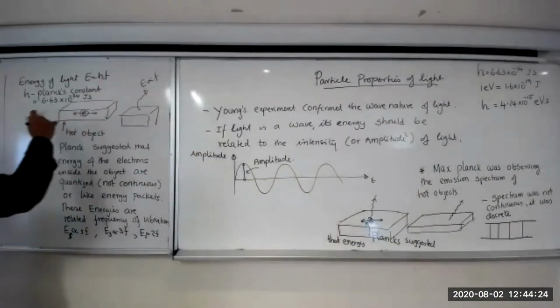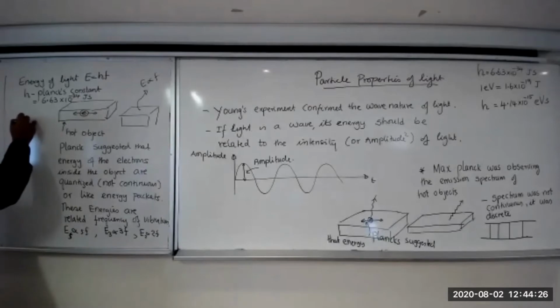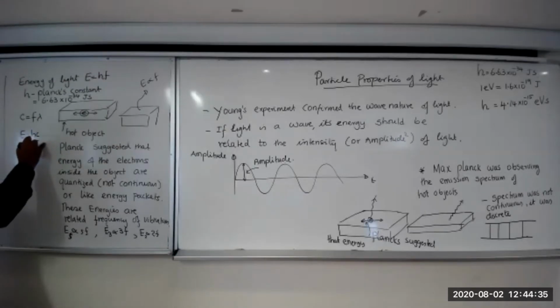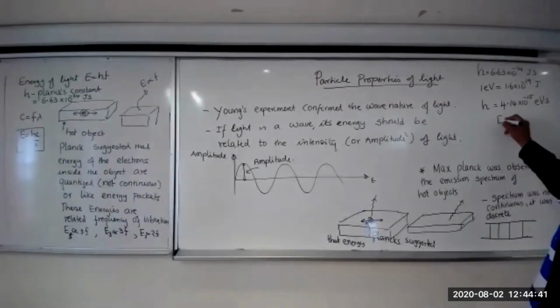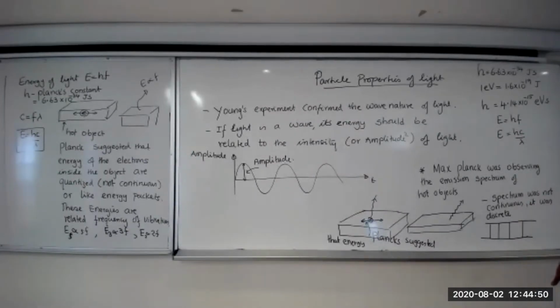And people knew that c equals f lambda because of the wave nature, they connected that back to here, E equals hc over lambda as well. You need those equations later on. c is the speed of light, lambda is the wavelength, because this is coming from the connection, the wave behavior of light.